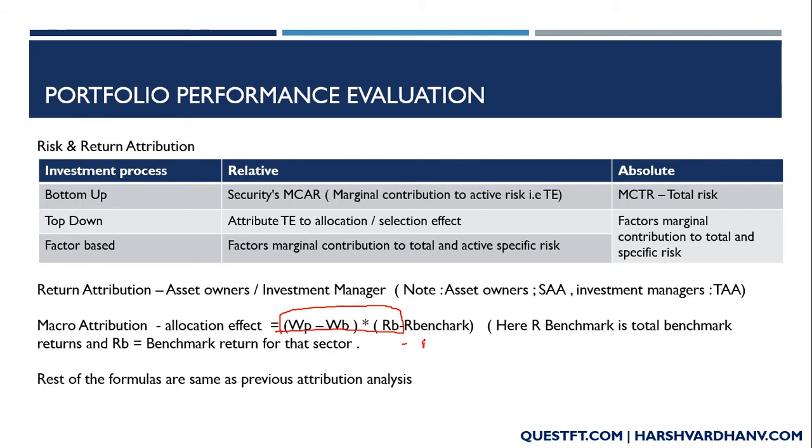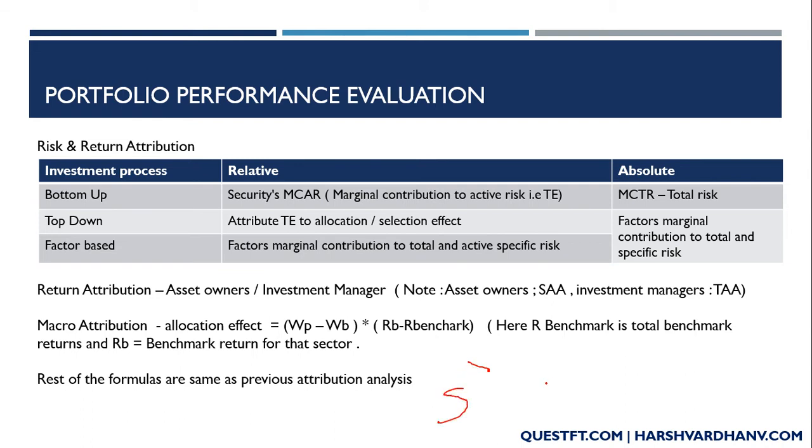The additional term is that we deduct the return of the benchmark also, because here we are doing macro attribution and I want to know how much the allocation to this sector has contributed with respect to the total benchmark return. So here R benchmark is the total benchmark return and RB is the benchmark return for that sector. Only one change: you have to deduct the benchmark return when you are doing macro attribution. Always remember this. The rest of the formulas are the same as the previous attribution analysis.